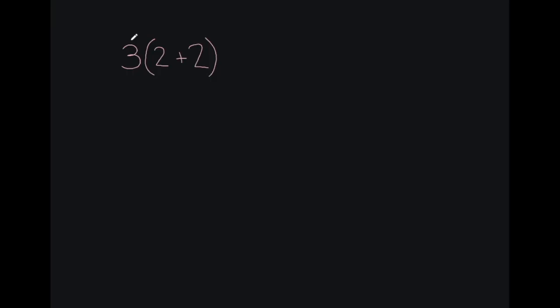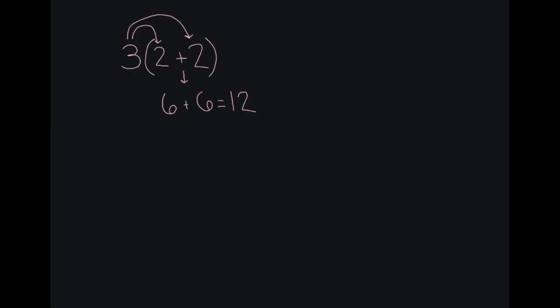Okay, welcome back. Let's go through our steps. Remember, the number on the outside, we have to make sure to multiply by everything in the parentheses. So let's first go 3 times 2 is 6. 3 times 2 is also 6. We'll bring our plus sign down. And we know that 6 plus 6 equals 12.